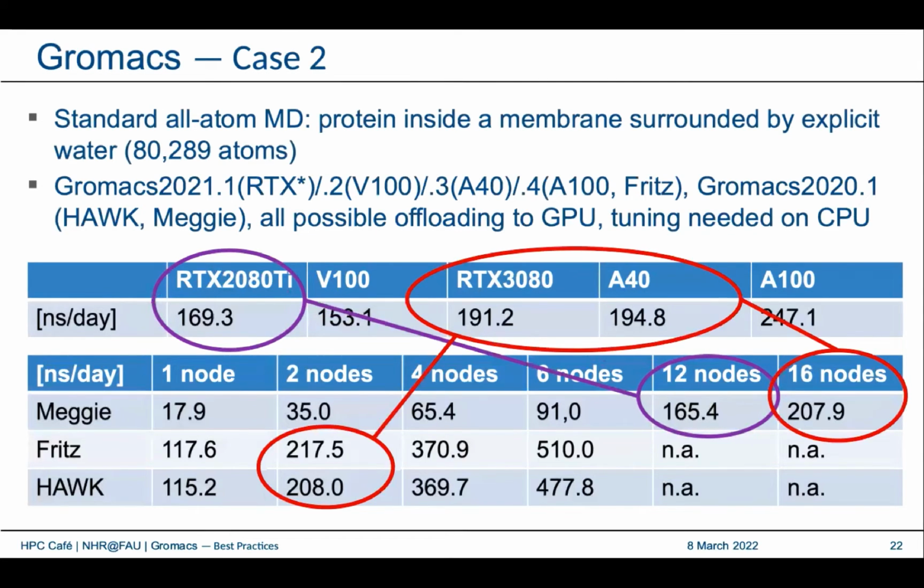This is a comparison between the 16 nodes on Meggie, the newest GPUs, the newest architecture with the A40, and our new Fritz cluster and the Hawk hardware, and the performance is virtually the same. And again, the GPU nodes are less expensive than the CPU nodes. And it's easier to use a GPU with GROMACS because you don't have to do the tuning as you should do on the CPUs.